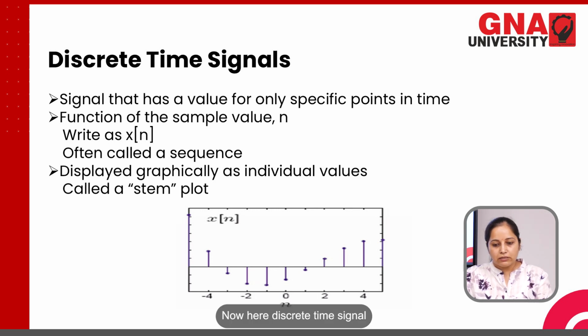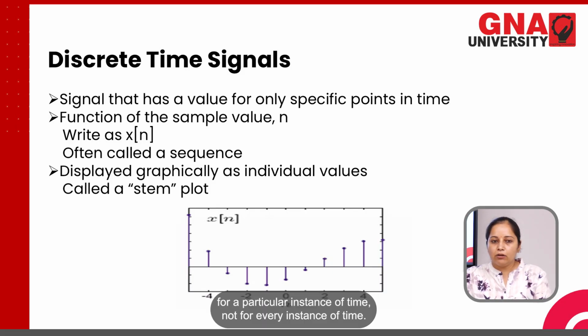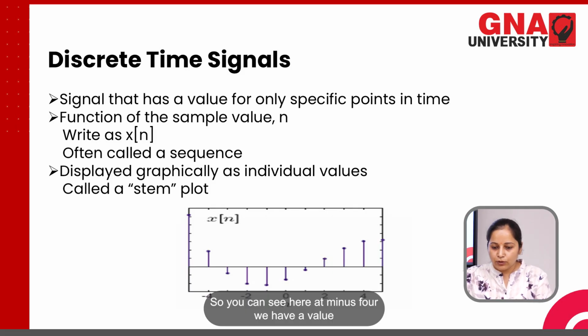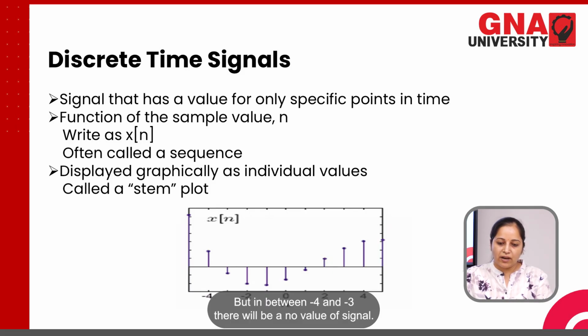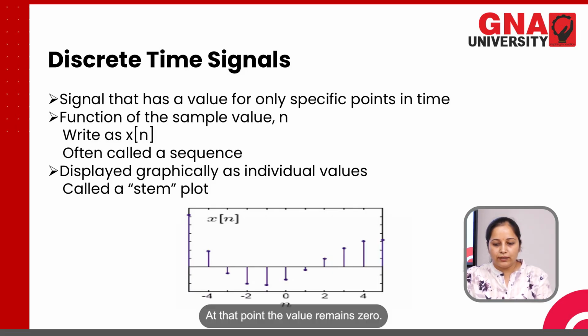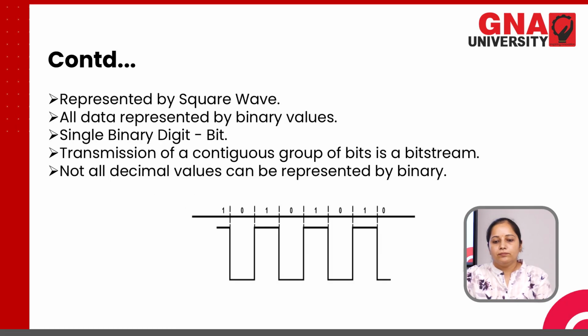Now here, a discrete time signal is a signal that has a value for a particular instant of time, not for every instant of time. So you can see here at -4, we have a value for the signal x of n. At -3 as well, but in between -4 and -3 there is no value of the signal. At that point the value remains 0. So that is called a discrete time signal.